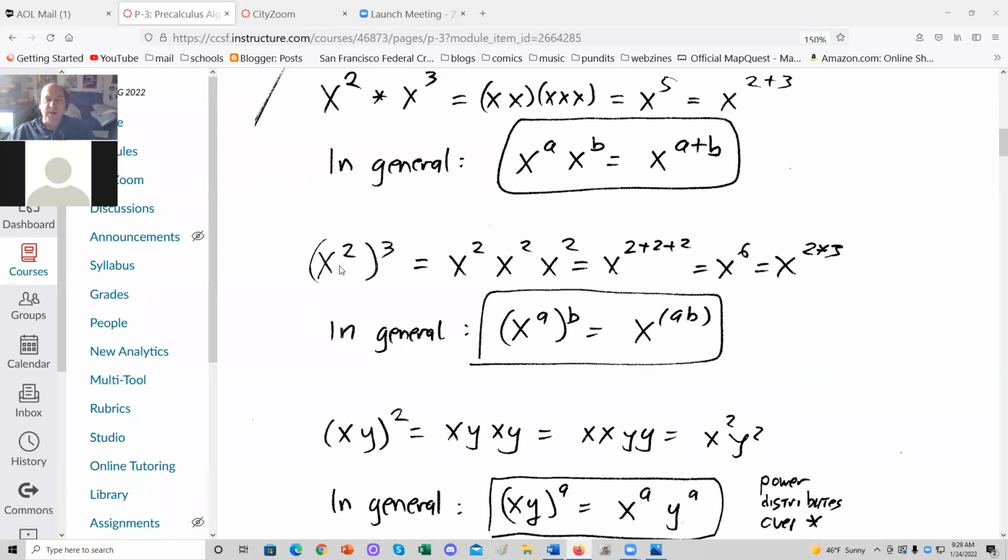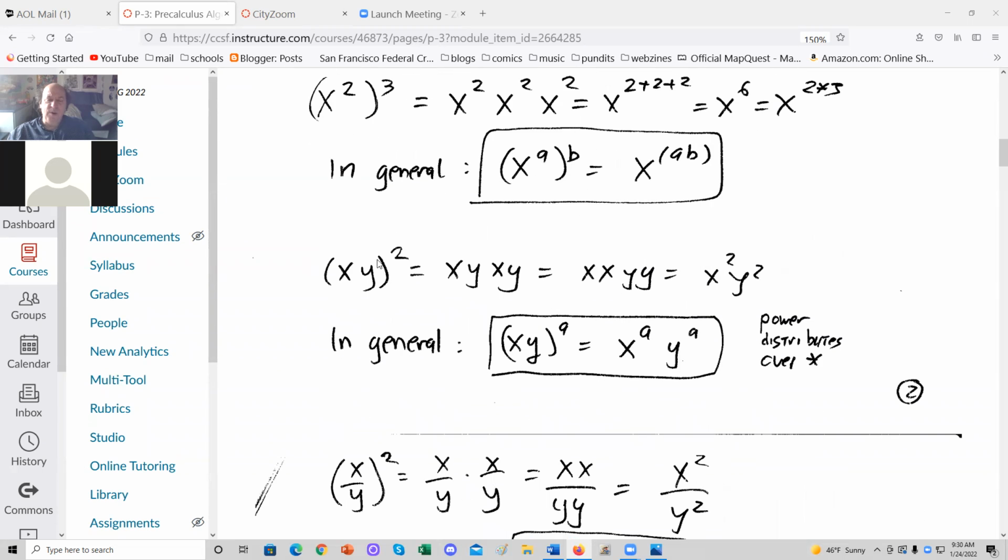Here's something slightly different, a repeated exponent, not a cube times a square. This is a cube of a square. X squared cubed. Well, that's x squared times x squared times x squared. Since we're multiplying these, we add the exponents, x to the 2 plus 2 plus 2. That's x to the 6th power. And you get a 6 from a 2 and a 3 by multiplying, not x to the power 2 plus 3. In general, if you have a repeated exponent, an exponent of an exponent, you multiply the exponents. X to the a to the power b is x to the power ab.